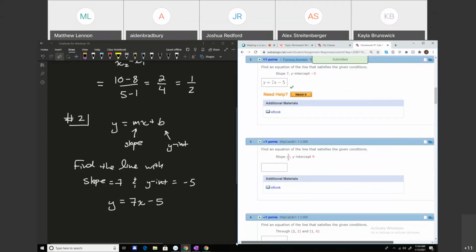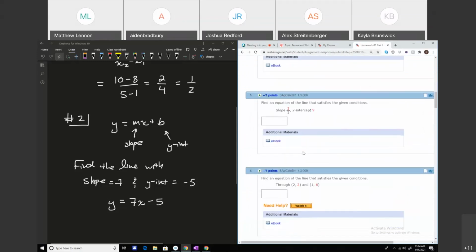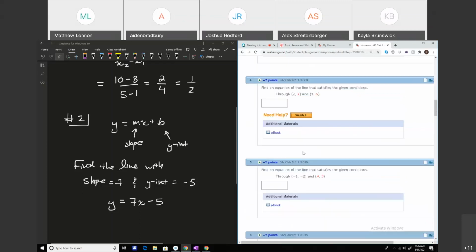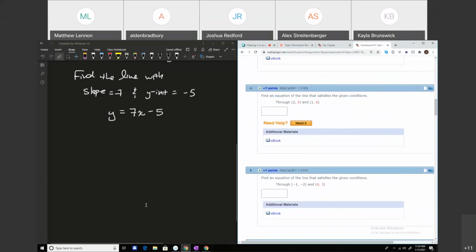Okay, number three is identical, so we're not going to do that one. It tells you the slope and y-intercept. We will skip on down to four, where they give us 2 points and we have to find the equation. Again, we went over this on Wednesday. I showed two methods: point-slope, and also plugging into slope-intercept. Everyone said they were more familiar with the second method, so that's the one I'll show here. So, skipping on to number four.